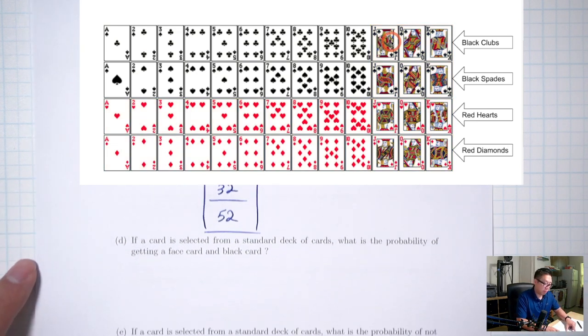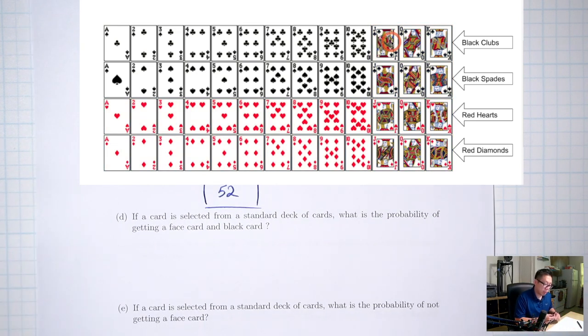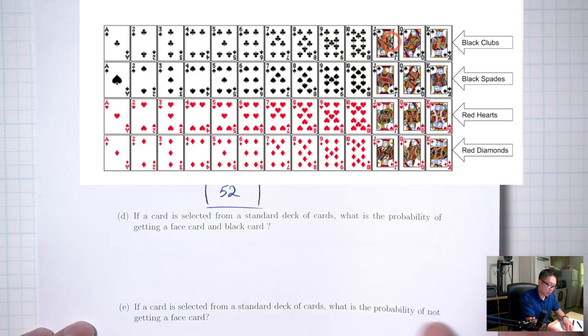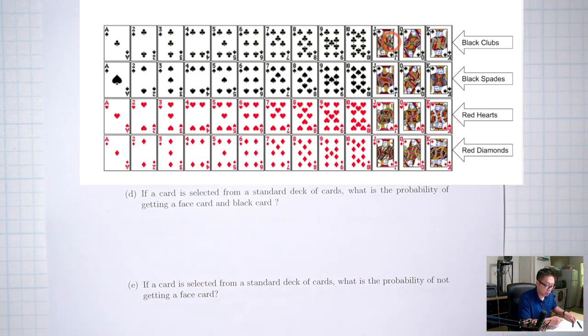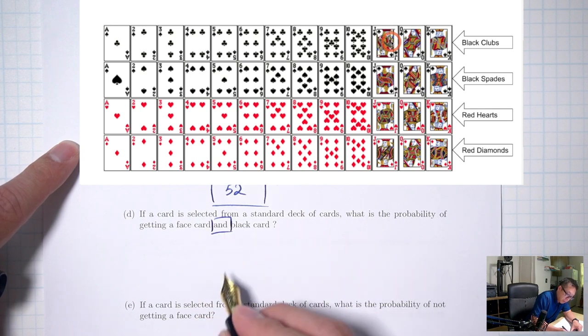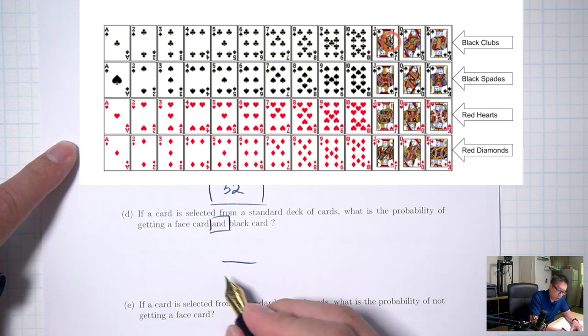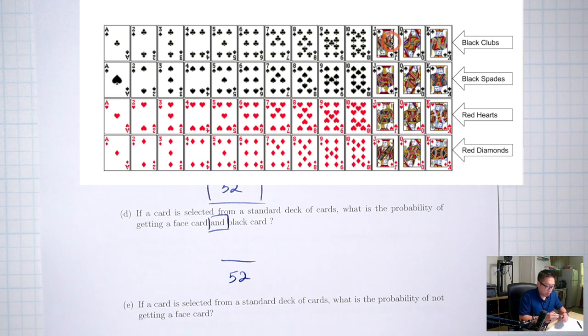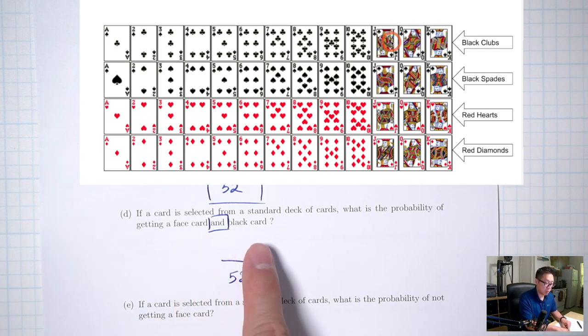Part D. If a card is selected from a standard deck of cards, what's the probability of getting a face card and a black card? So the keyword there is the word and. Okay, bottom, same as before, 52. And means at the same time. So I want the face cards that are at the same time black.